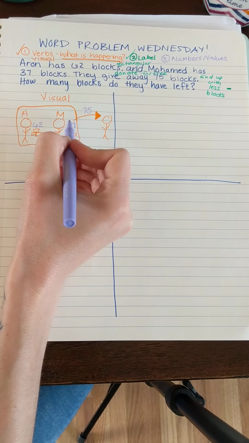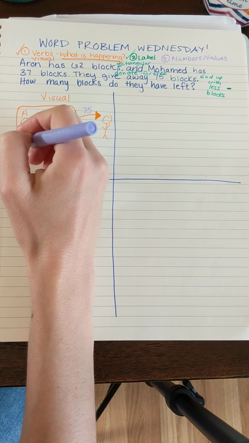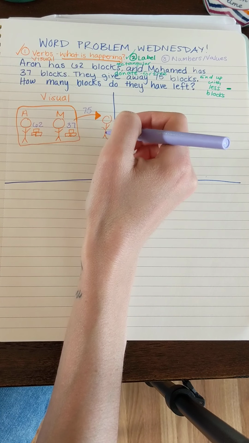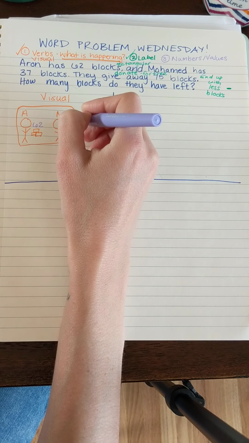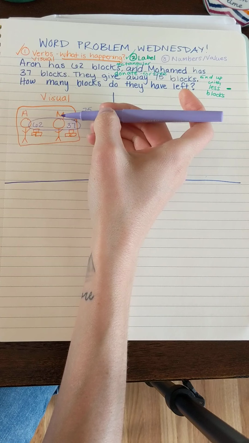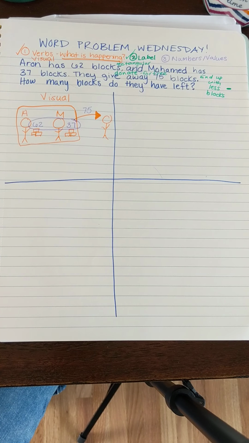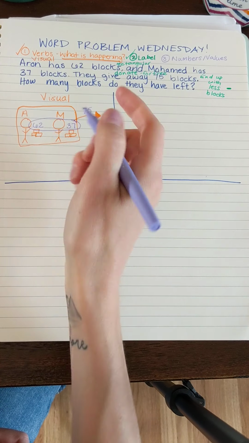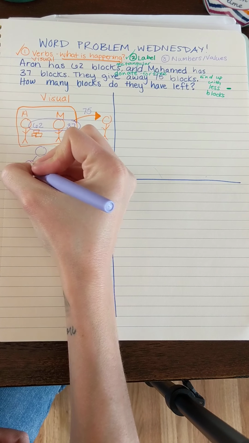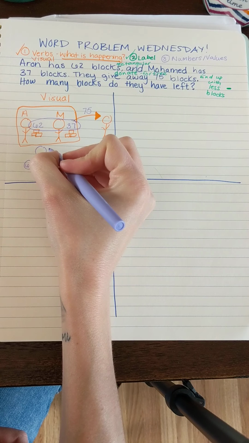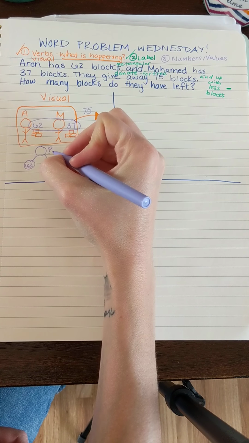To know that, I have to first understand how many they have before I can know how many they have left. But I don't know how many they have altogether yet. I know how many Aaron has. I know how many Muhammad has. What I see is that this problem is more than one step. I have to first figure out how much they have together, which means I am taking 62 as one part and 37 as the other part and adding them up to find my whole.